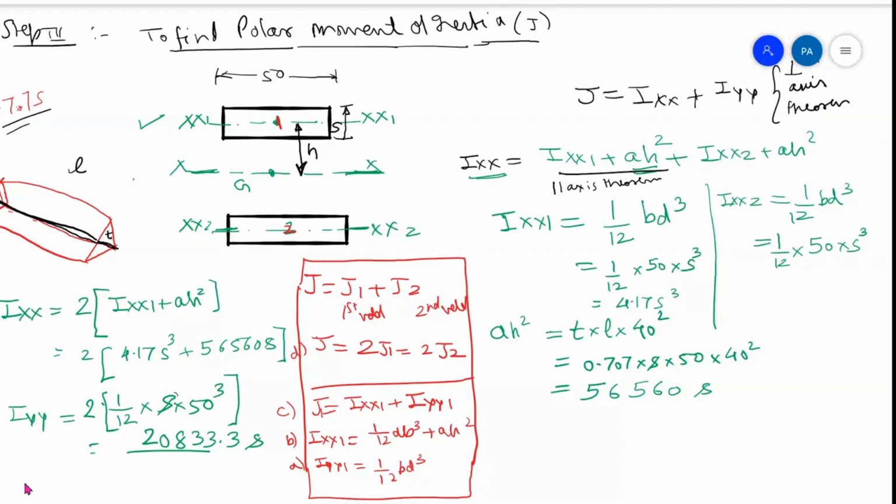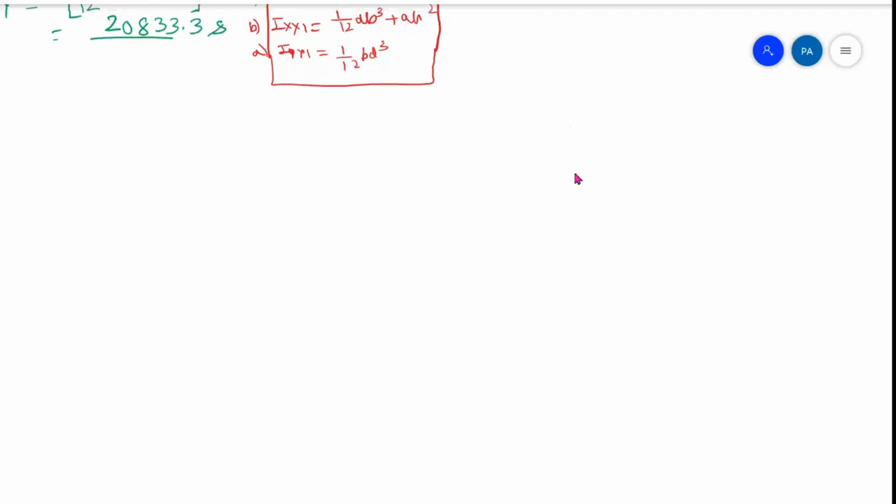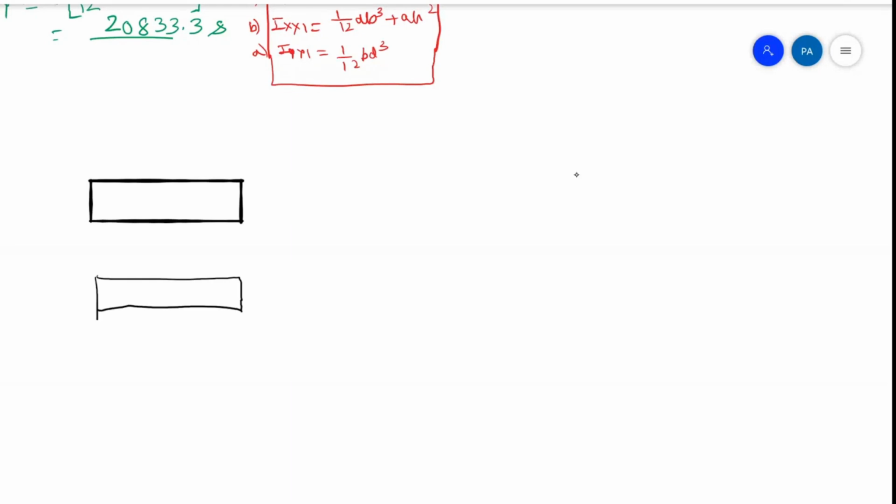Same thing I am going to explain you again, and in a shorter way. You can do it in a shorter way. How? This is one weld. This is second weld. Okay, we know the distances. Let this be T. Let this be L.